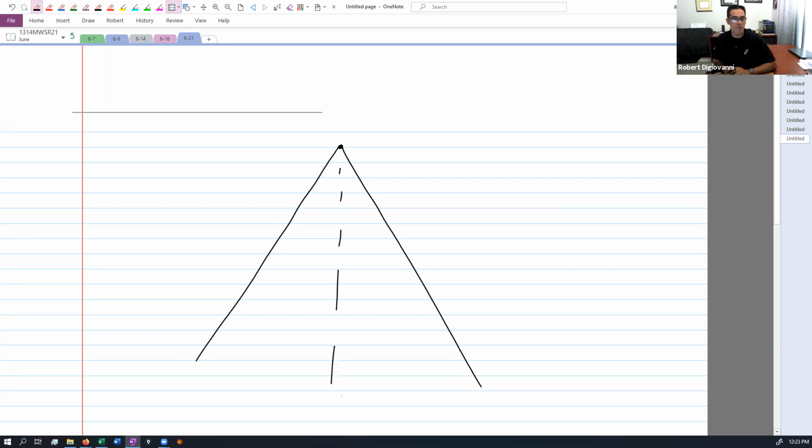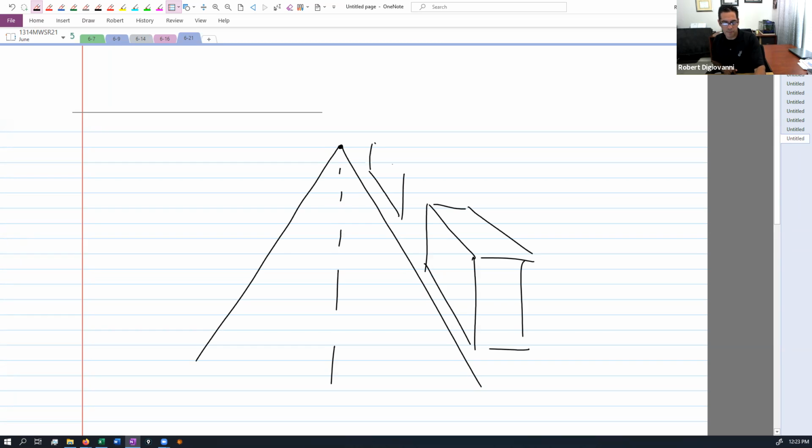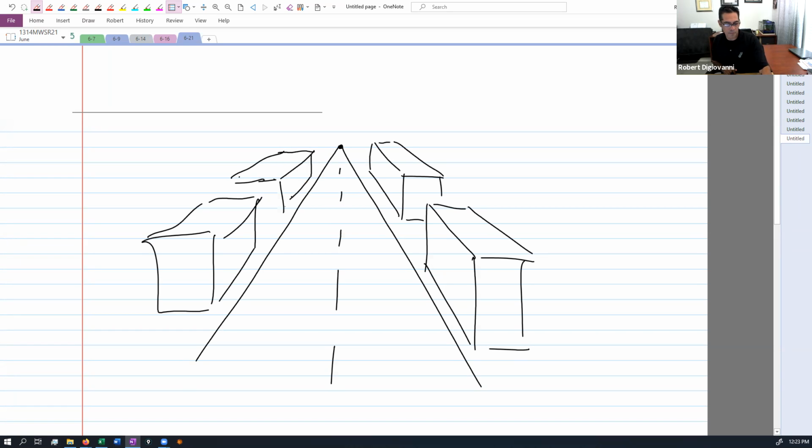And so if any of you have ever taken an art class or are into art, you know what I'm talking about. I start with this thing called a vanishing point. And then from that vanishing point, I'm going to bring the road out to you. Okay, so now I've got a road. And then on the side, I'm going to draw some buildings like this. I'm just sketching this really fast so you get the idea. Okay, now that's a road.